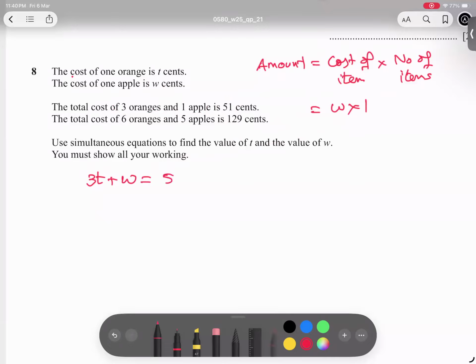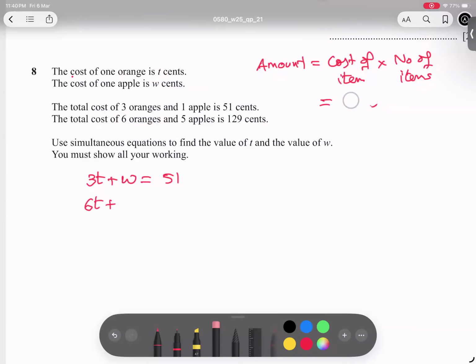So I'll write here 51. I hope you understood how I got the first equation. Now, same approach, I will go for the second equation. Again, I use the same formula every time: cost of item times number of items. He said cost of six oranges. So six is the number of items, but what is the cost of one orange? T. So here T goes and six goes here. T times six becomes 6T. So 6T comes from here.